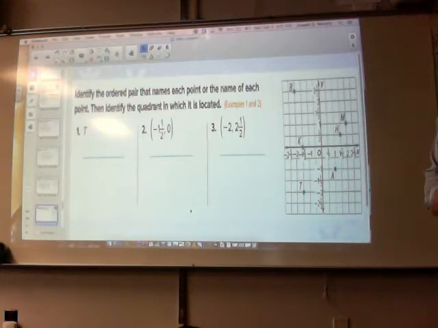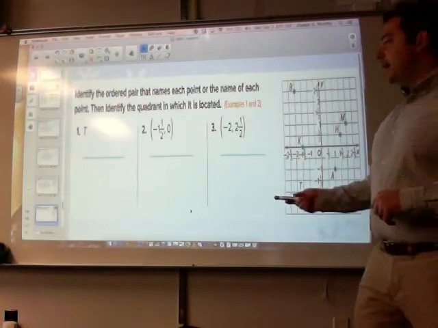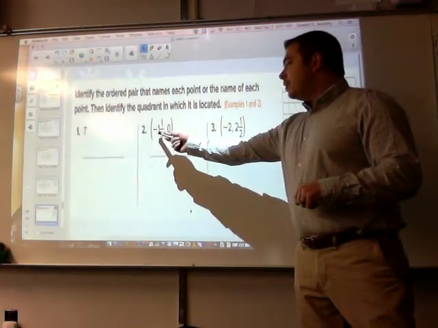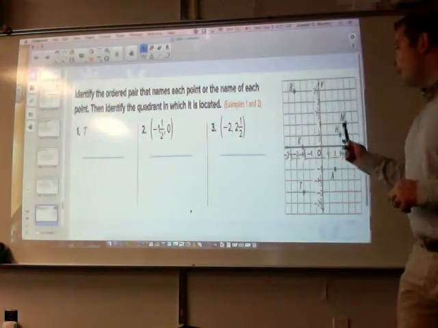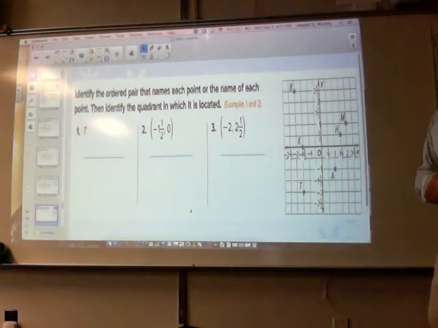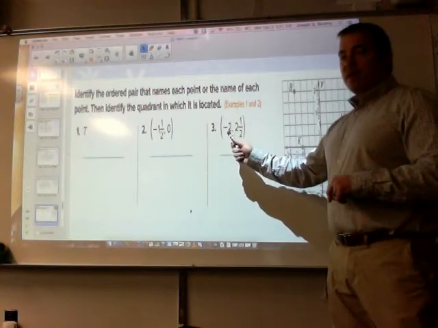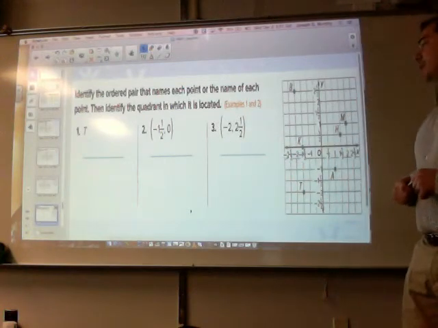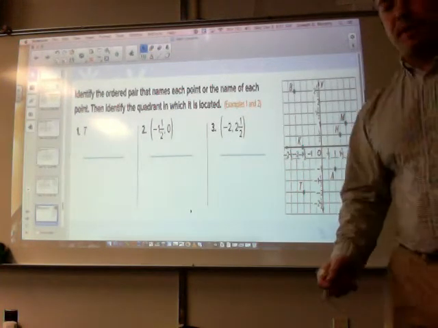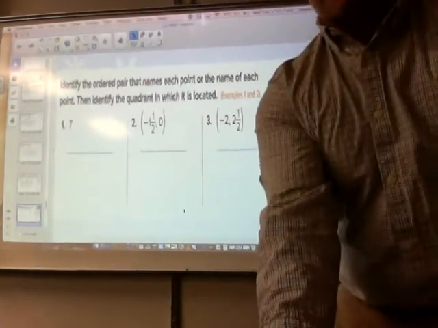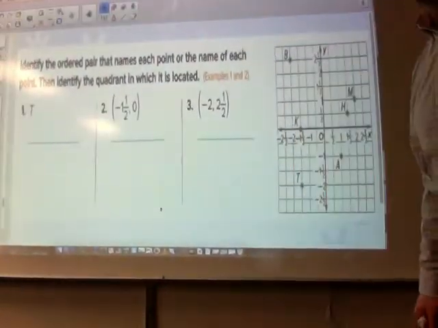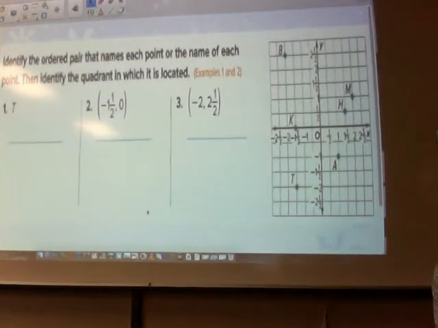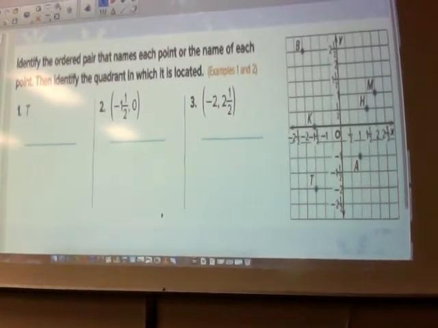You might not be able to see it, but I'll bring the camera in a second. And then number 2 is, find -1.5, 0. What letter is that, and what quadrant? Then you have number 3, -2, 2.5. Which letter is that? So I'm going to bring the computer a little bit closer now. Once again, if you do have your books at home, this is on page 398. Take a look at the questions.